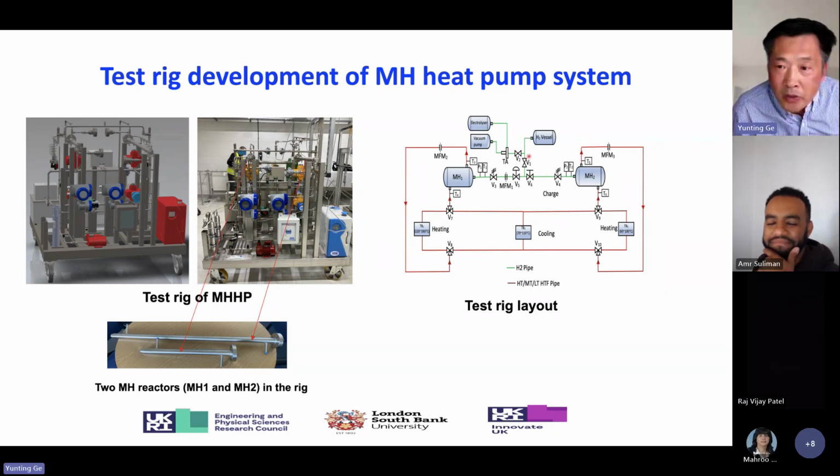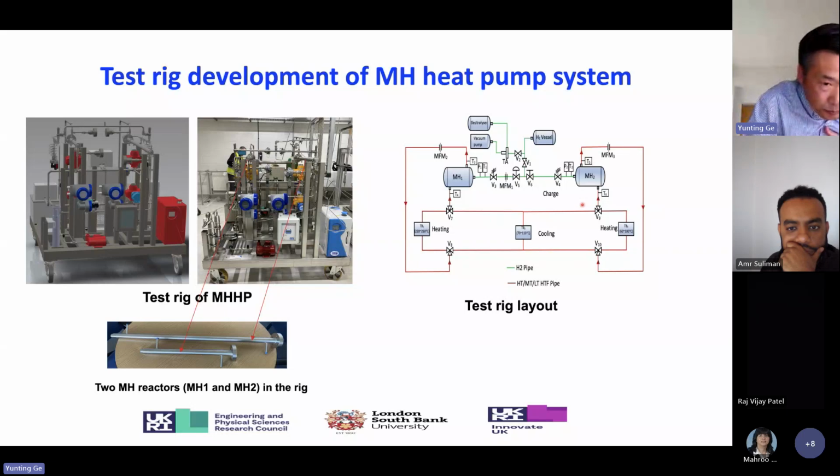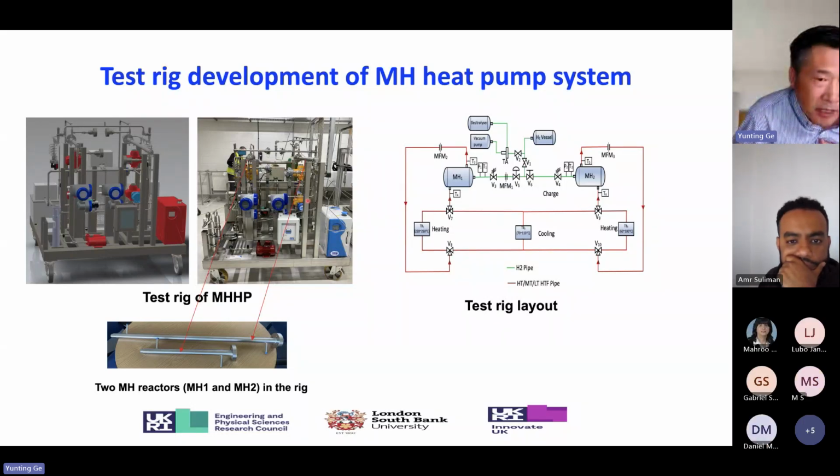We also have a vessel here to store the hydrogen produced by the electrolyzer, and a vacuum pump used to evacuate the whole system before the measurement process. And there are some 3-way valves to direct the hot thermal oil to each reactor. So this is the system layout. This test rig has been developed and built, and it is located in our purpose-built hydrogen lab at London South Bank University. If you are interested, you're welcome to visit and see it in the future.